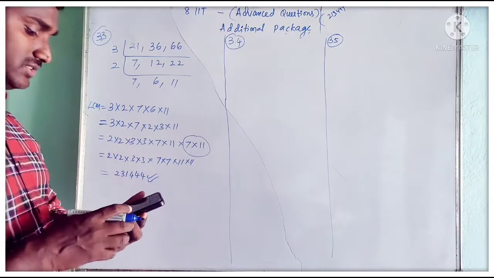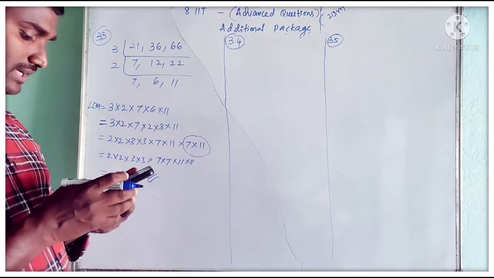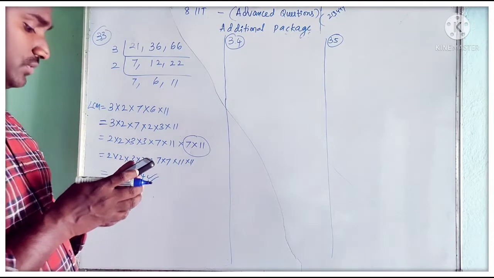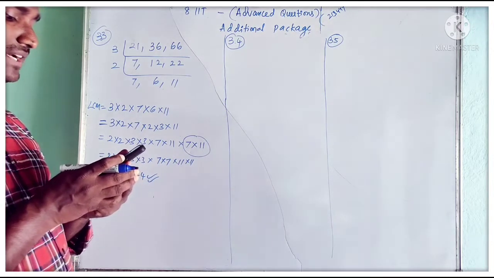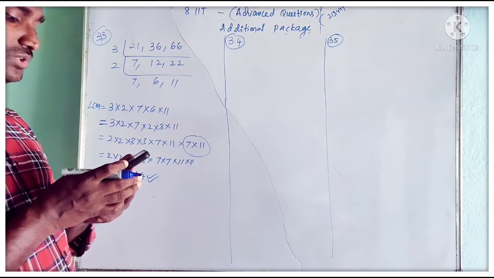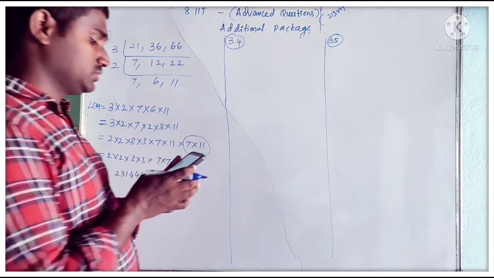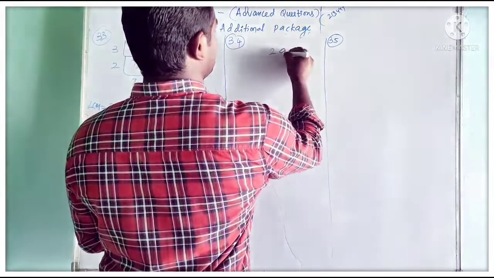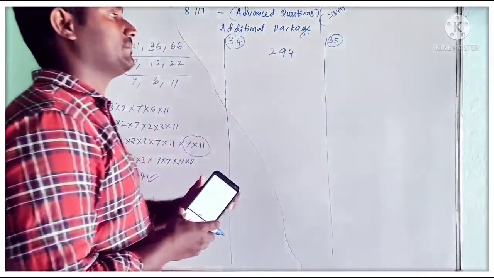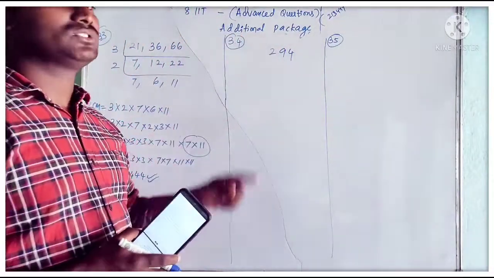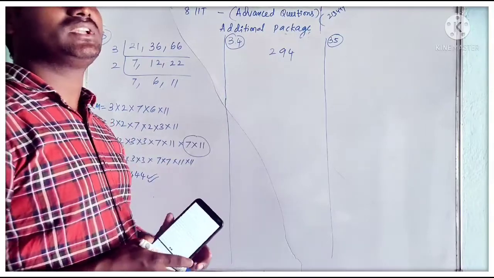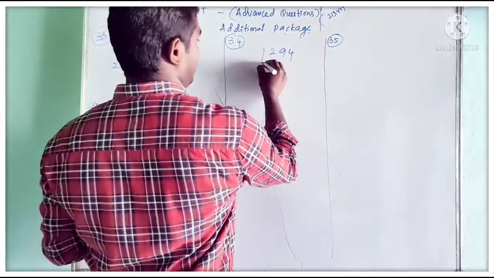Okay, next question. Question number 34. The least number by which 294 must be multiplied to make it a perfect square. So 294 is not a perfect square number. If you multiply by some number, it becomes a perfect square. So for this case, we need to use prime factorization. So do the prime factorization for this.